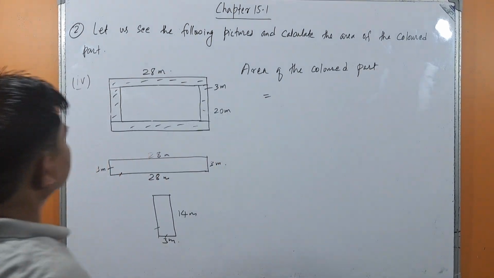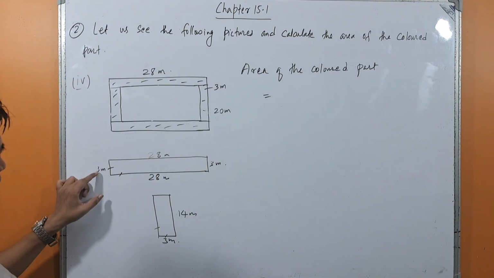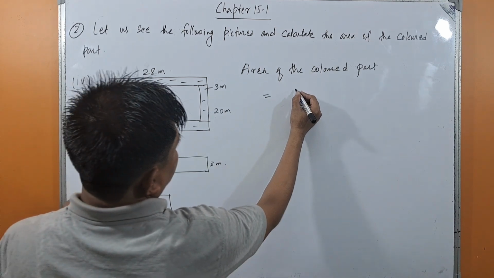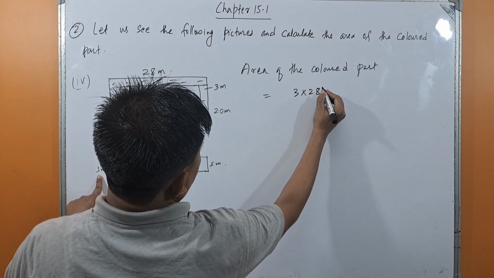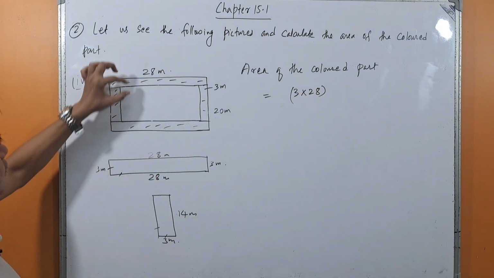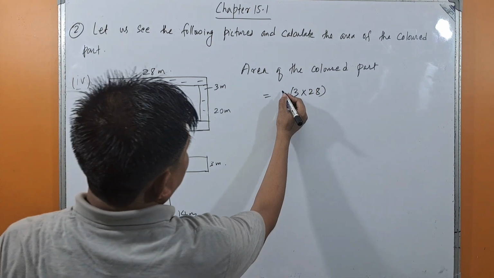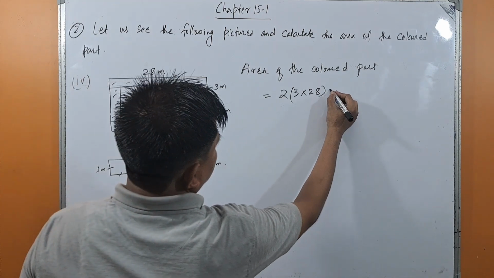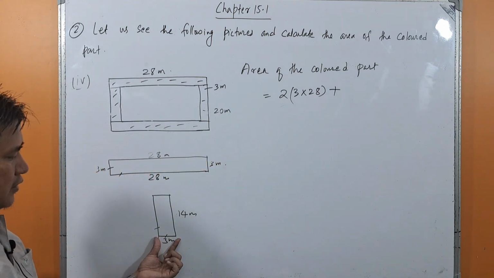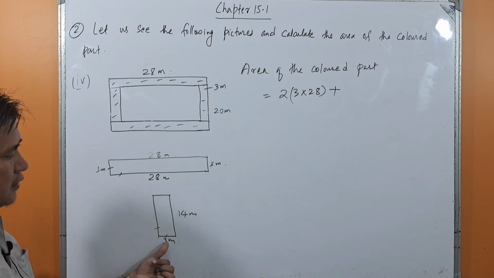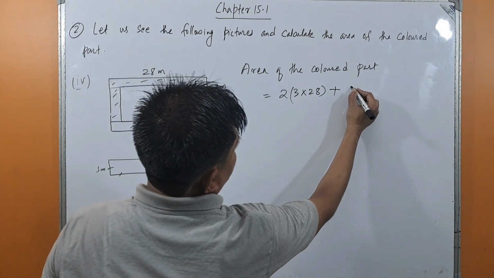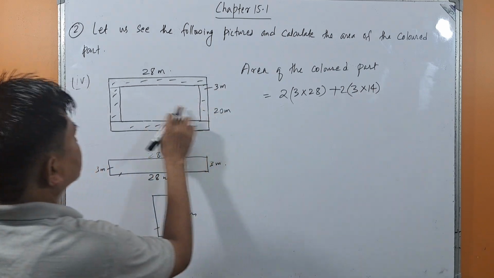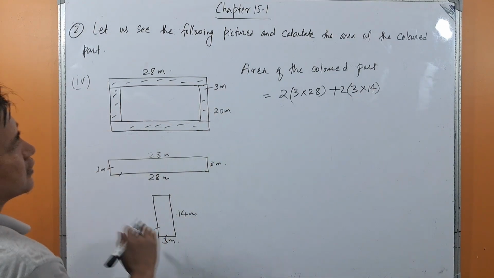Therefore, area of the colored part equals, first let us write the area of this rectangle. 3 into 28, we multiply the adjacent sides. We have two rectangles of similar shape and size, so we multiply with 2, plus the area of this, we multiply the adjacent sides, 3 into 14. Here also we multiply with 2 because we have the same type of rectangle here.